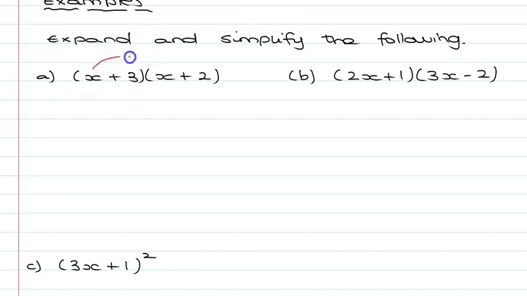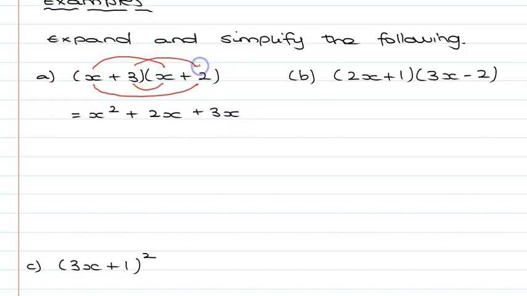I'm going to do the first terms in each, which is x times x. x times x gives me x squared. Then I'm going to do the outer terms, x times 2, so that's 2x. It's positive because they're all positive numbers. Then the inner terms, 3 times x, which is 3x. And then the last terms, 3 times 2, which is 6. I've got some like terms here. The 2x and the 3x are like terms, so I can add them together, giving me x squared plus 5x plus 6.